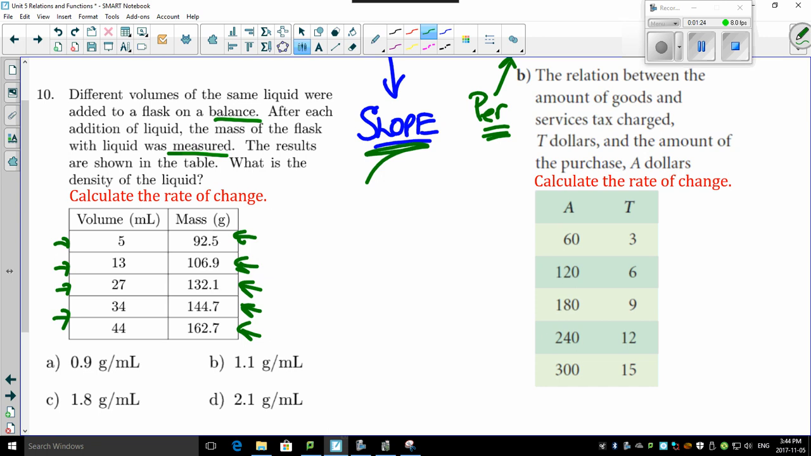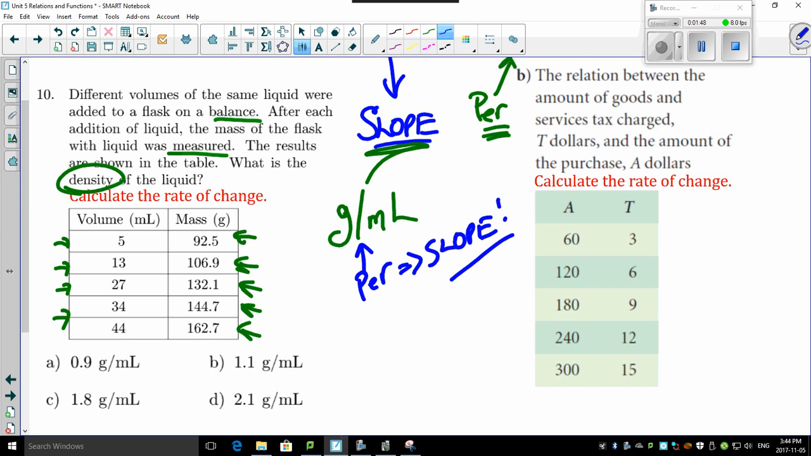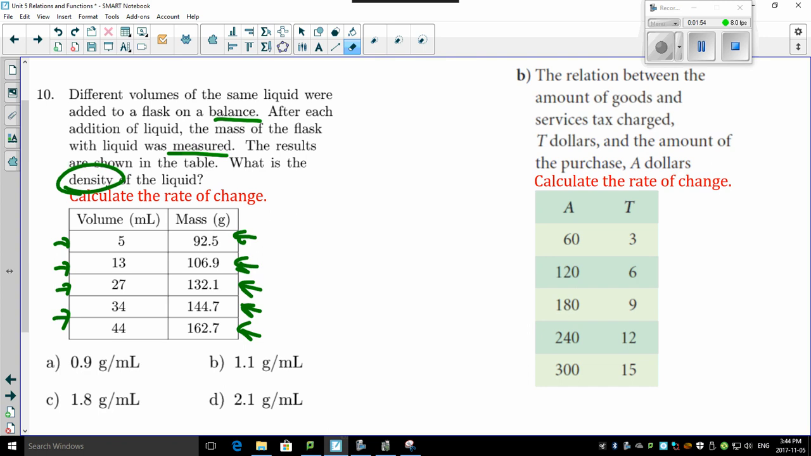Okay, perfect. Problem is, we want to calculate the rate of change. Why? Because we're calculating density, and density is in grams per milliliter. Isn't that cool? So there's the per that tells you, guess what? You're dealing with slope. You got it. Okay, so we can do this. Let's resurrect that beautiful formula that we had for slope. Let's see if you can remember it.